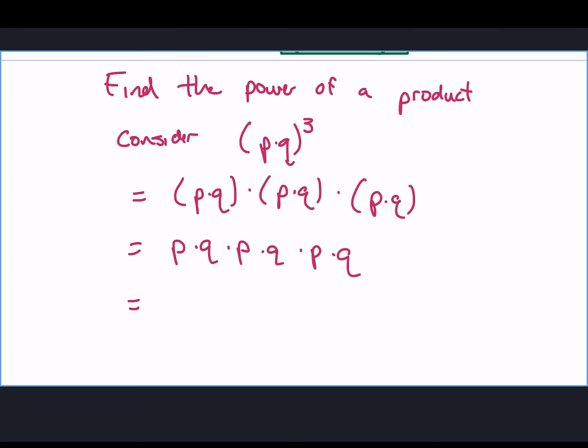So I'll put the P's together. How many factors of P do we have? P times P times P, like 3 P's in a pod, times Q times Q times Q. And this one is for commutative. That's the commutative property.